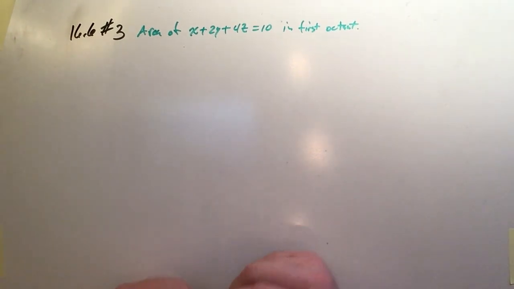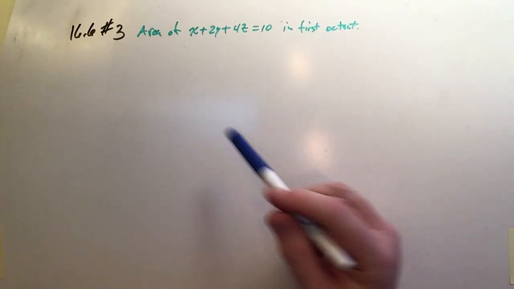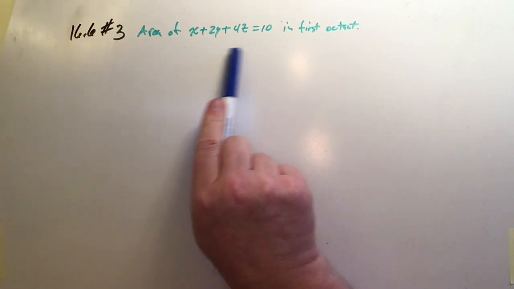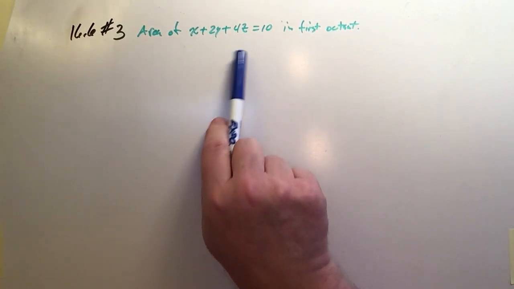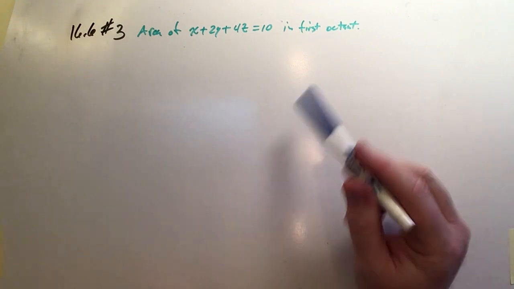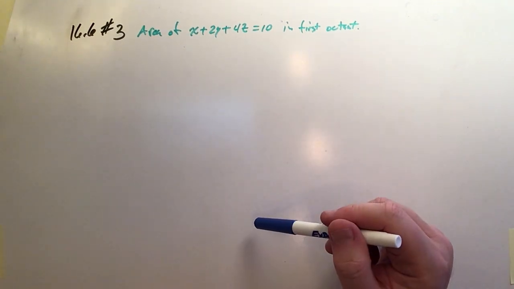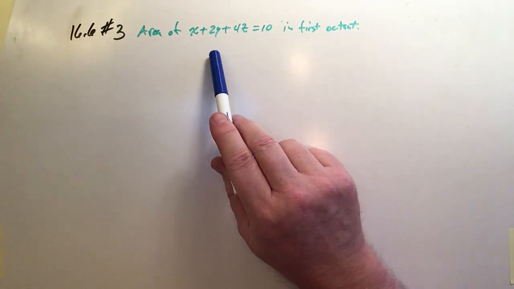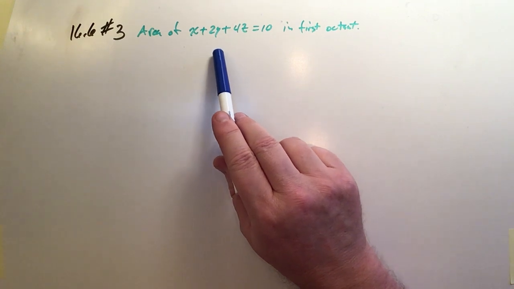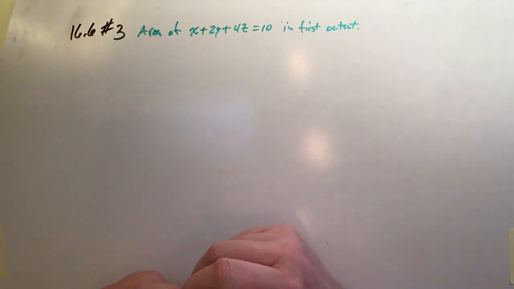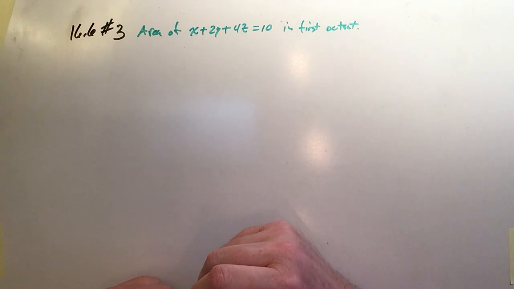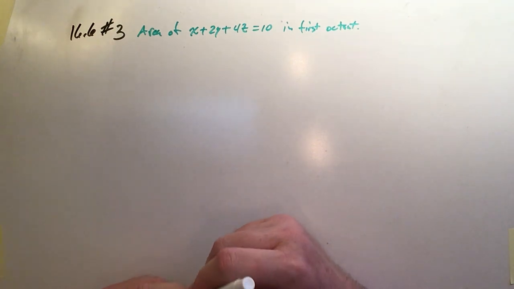This is 16.6, question number 3. We're going to again find the area of this function. This turns out to be a plane in the first octant. Once again, we've got other techniques that we could apply to this, but what we're going to look at is parameterizing it according to 2 dimensions. So in this case, we're going to take the easy way out.